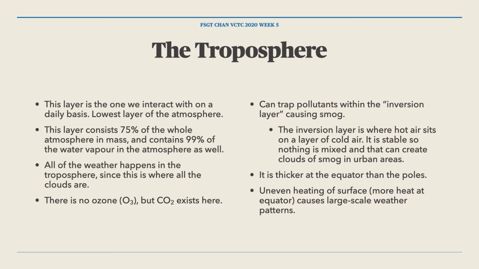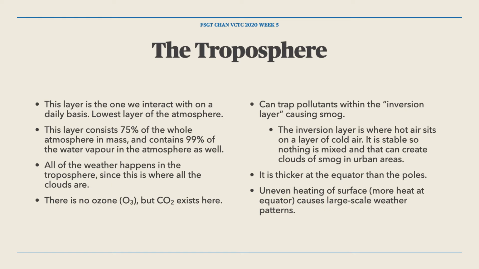Another unique aspect of the troposphere is that it can trap pollutants within something called the inversion layer, causing smog in urban areas. An inversion layer is where hot air sits upon a layer of cold air. You already know that hot air rises and cold air sinks, so there's just a little area where they don't mix.